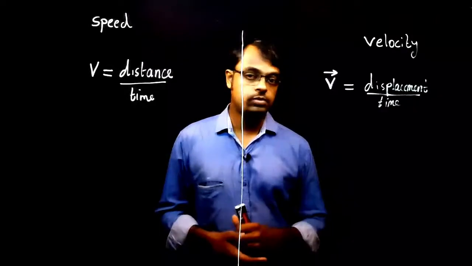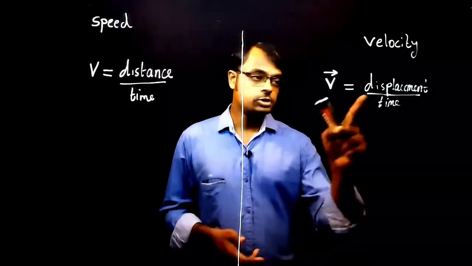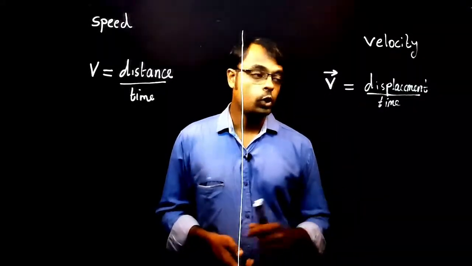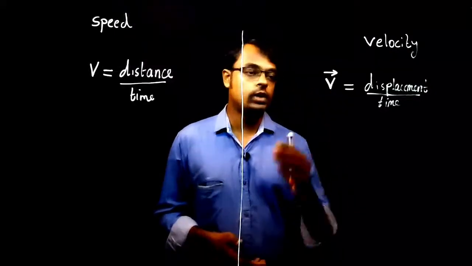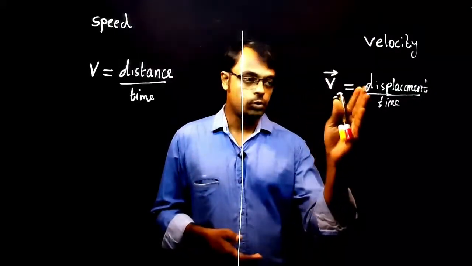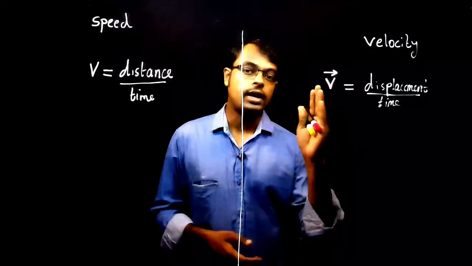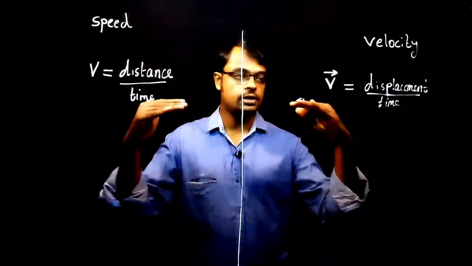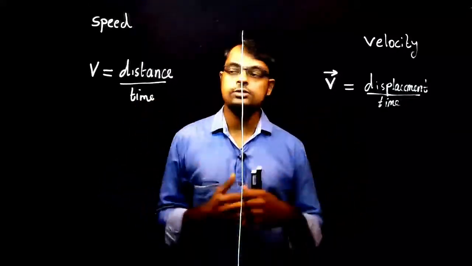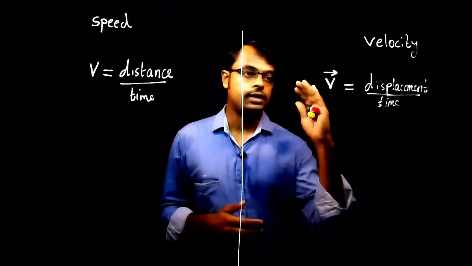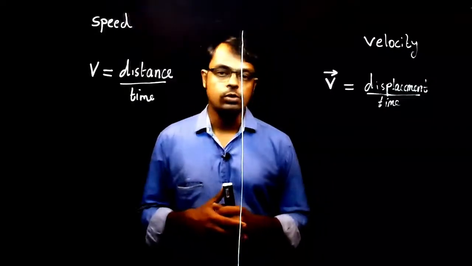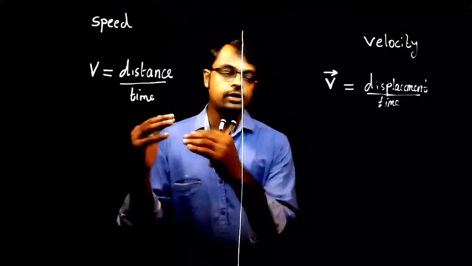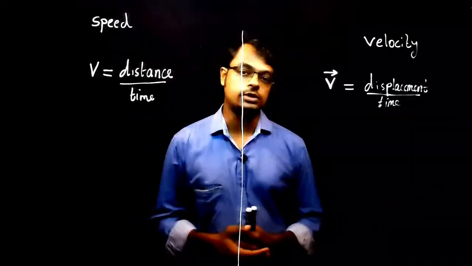What about the displacement we discussed in the last class? Displacement can be positive or negative, or it can also be zero. So velocity can be positive, negative and zero. That is the next comparison between speed and velocity. Correct? Now let's discuss the different types of speed and the different types of velocity.